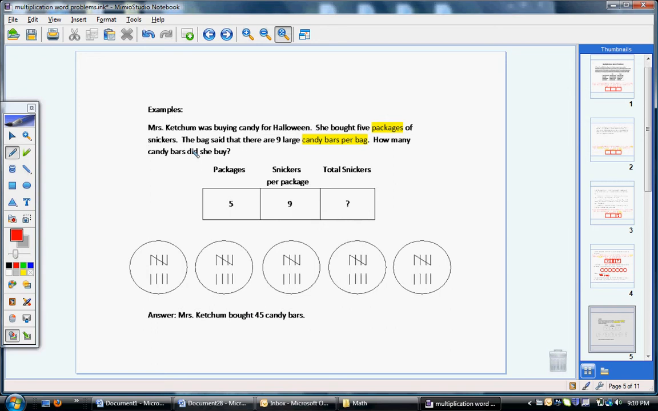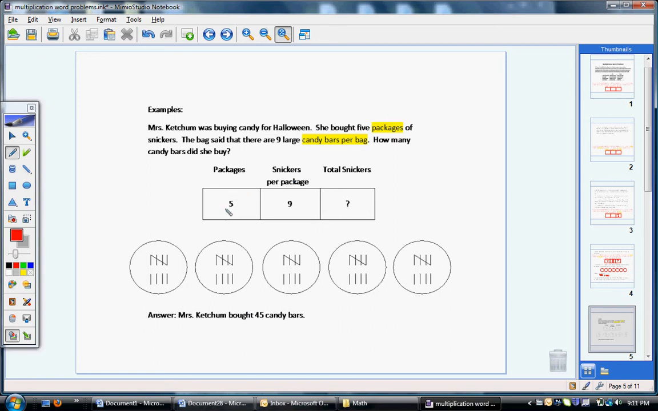Next I need to really analyze that question and decide where to put my question mark. Well, the question says how many candy bars did she buy, not how many packages, and not how many Snickers are per package. So the only place I can put my question mark is right here. How many total Snickers did she buy? Then I use those keywords to match up numbers. I have 5 packages, so I put 5 packages, and 9 large candy bars per bag, so 9 Snickers per package. Then I have to draw my picture.